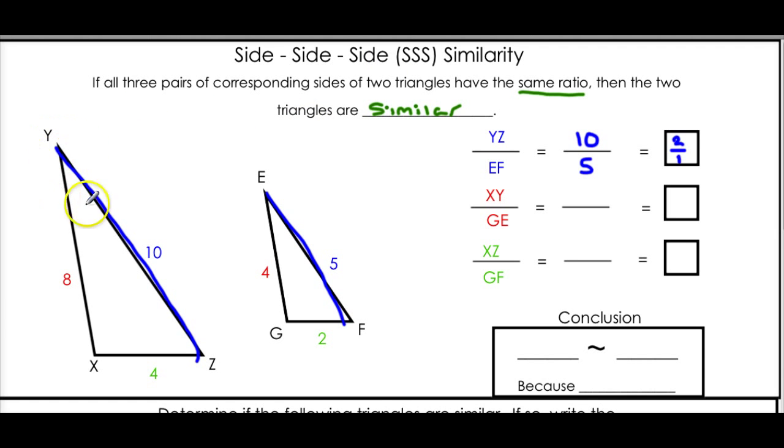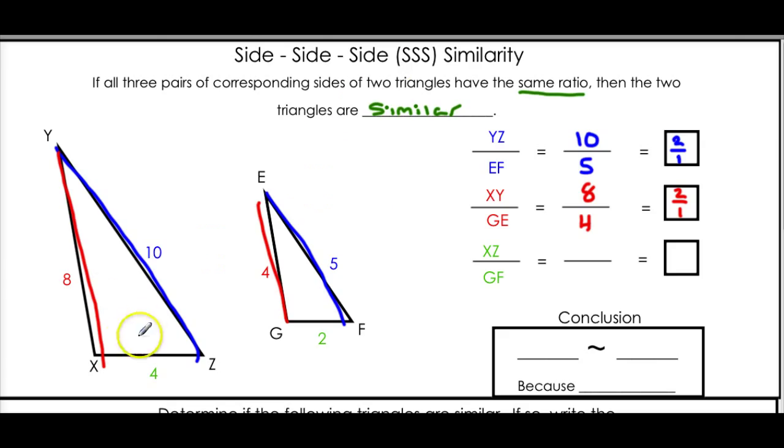Our second ratio is the second biggest side, all right? And that would be, for our first triangle, the bigger triangle would be XY, and for our smaller triangle would be GE. And so the ratio of the second biggest side and our bigger one to the smaller one is 8 to 4, which if we put that in the calculator is the same thing again, it's just 2 over 1.